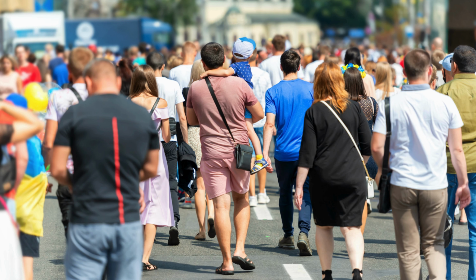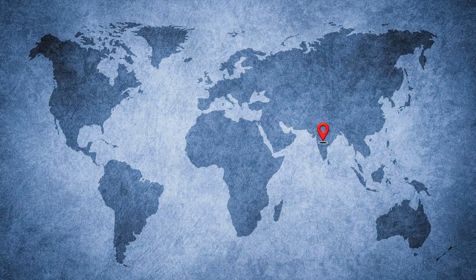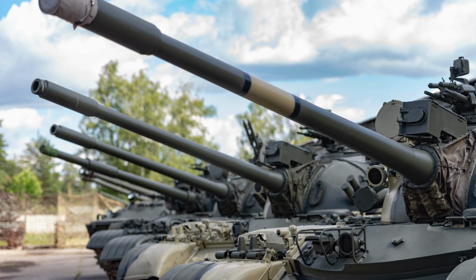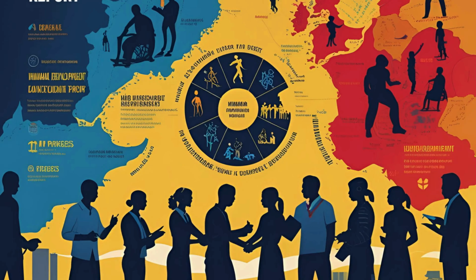Despite being the most populous nation, the 7th largest by land area, the 5th largest economy, and among the top 3 military spenders globally, India still ranks only 130 in the Human Development Index. Why? Why is India lagging behind in the Human Development Index?